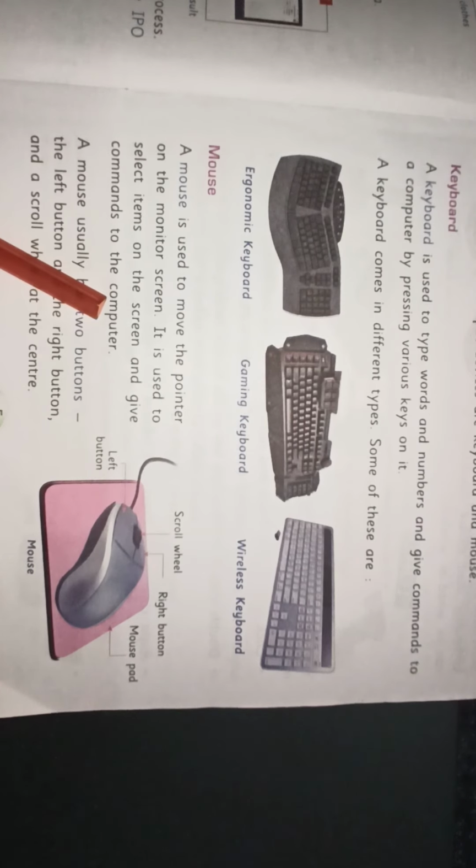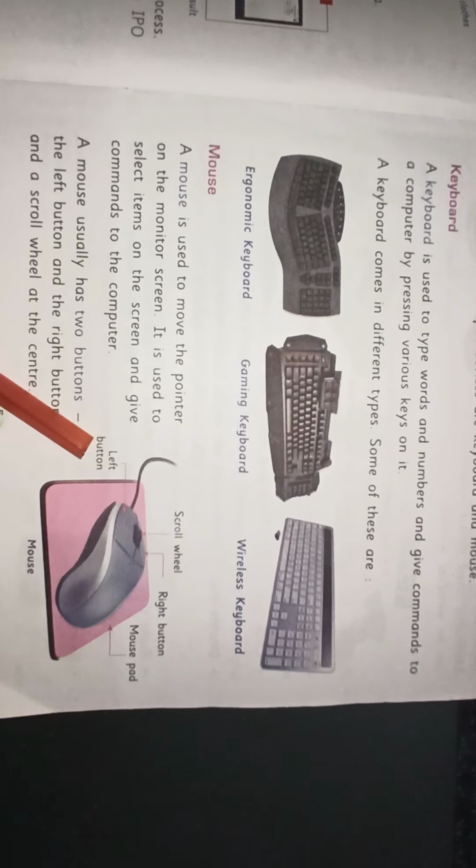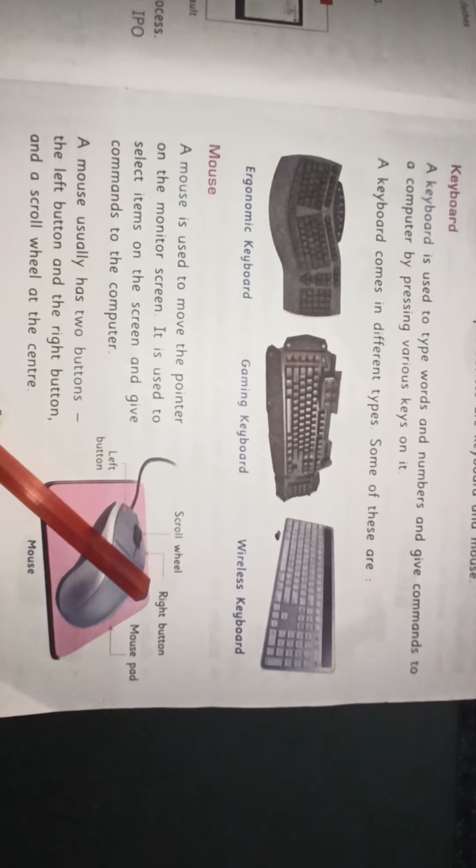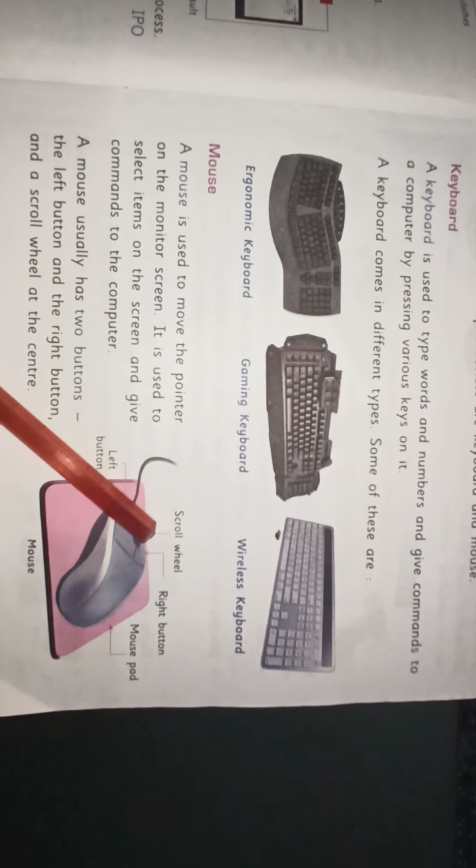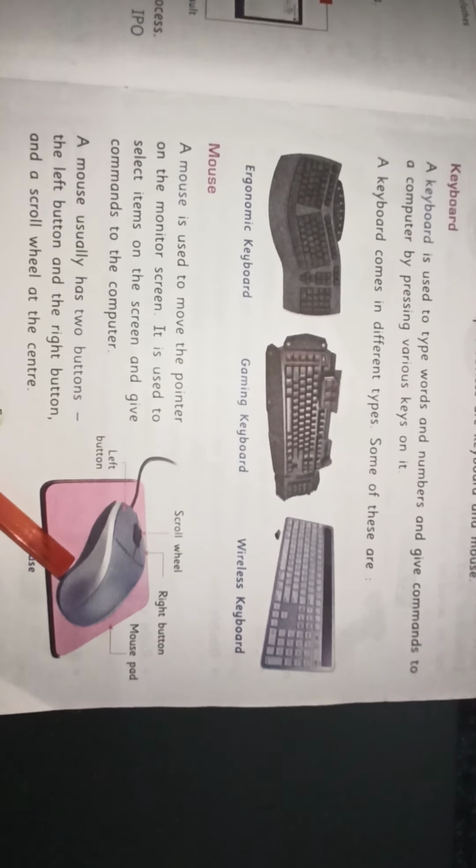Okay, then it has two buttons. You can see here in the diagram, this is the left button towards the left side and the right button towards the right side, and in the center you are able to see a wheel-type structure, that is a scroll wheel. It is at the center of the mouse. Then there is the mouse pad, where we place the mouse. Below that there is a mouse pad.